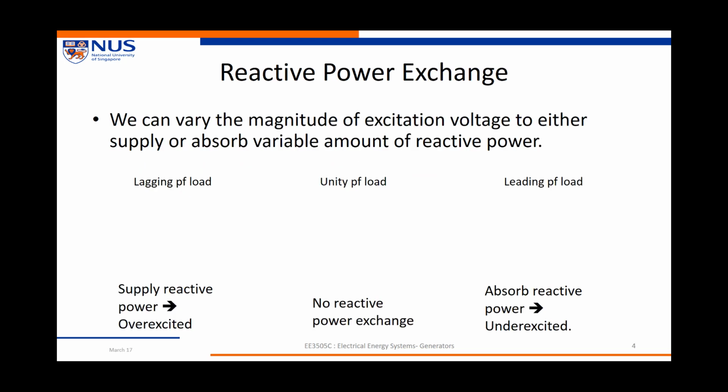Let us try to understand the reactive power exchange under different load conditions. We can vary the magnitude of the excitation voltage to either supply or absorb variable amount of reactive power. If the load is lagging in nature, then E cos delta is greater than the terminal voltage V and the generator is supplying reactive power to the load. Thus, the generator is overexcited in this case.